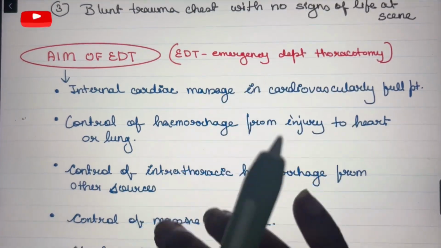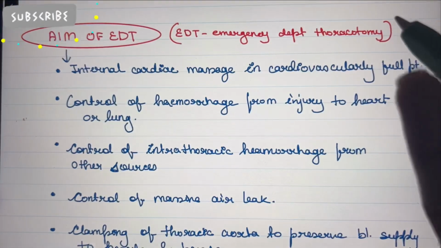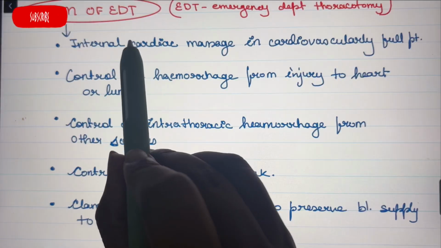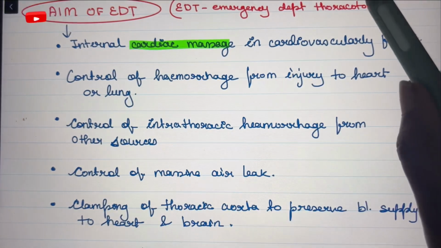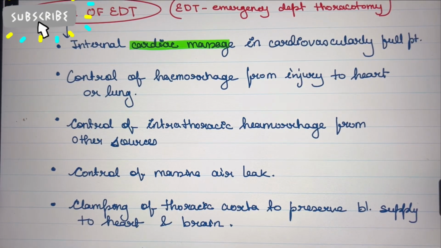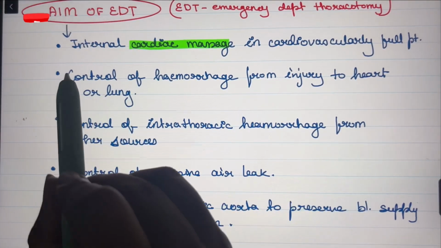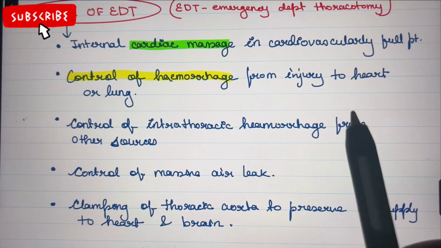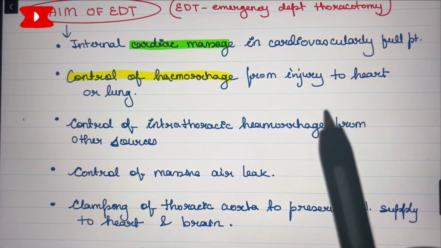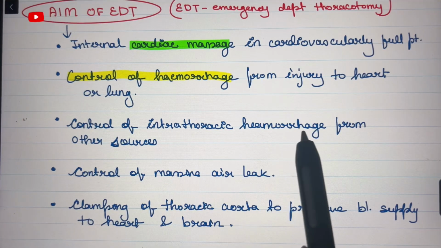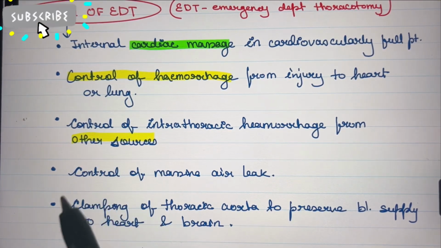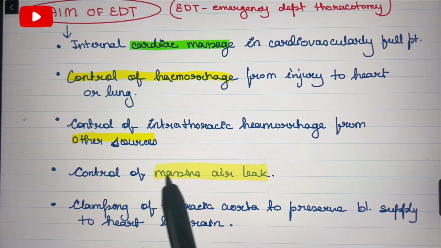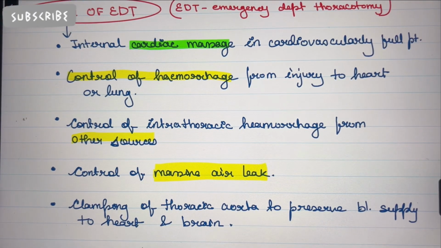So what is the main aim? What will we do in cases of emergency thoracic surgery? Number 1, cardiac massage is given in a cardiovascular collapse patient. Control of hemorrhage is done. If you can see the bleeding point, then control of hemorrhage is done. If there is an injury to the heart or lung, we have to repair it and control the hemorrhage. Control of intrathoracic hemorrhage from other sources apart from heart and lung. Then control of massive air leak if present in the trachea, bronchioles, or from the lung parenchyma.